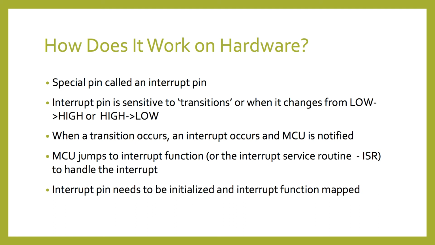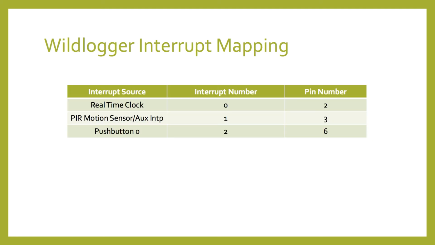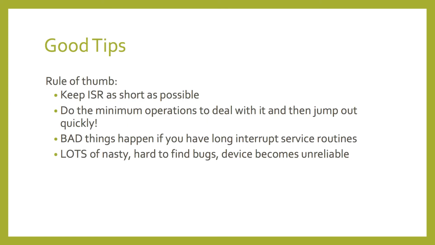So we need to both initialize our interrupt pin and map a function to it. On the WildLogger board, the interrupt pin numbers are 2, 3, and 6. Don't worry about the interrupt number just yet. We'll get into that in the next video. Inside our interrupt service routine, we're going to do the bare minimum, which is to set a flag and then immediately jump out of the routine or the function.